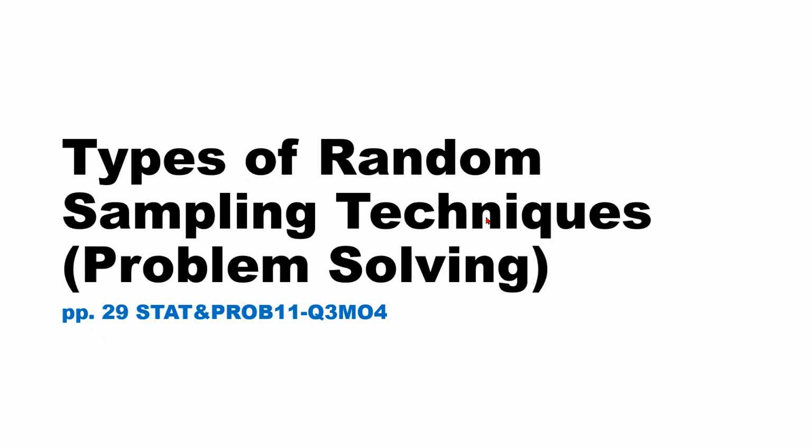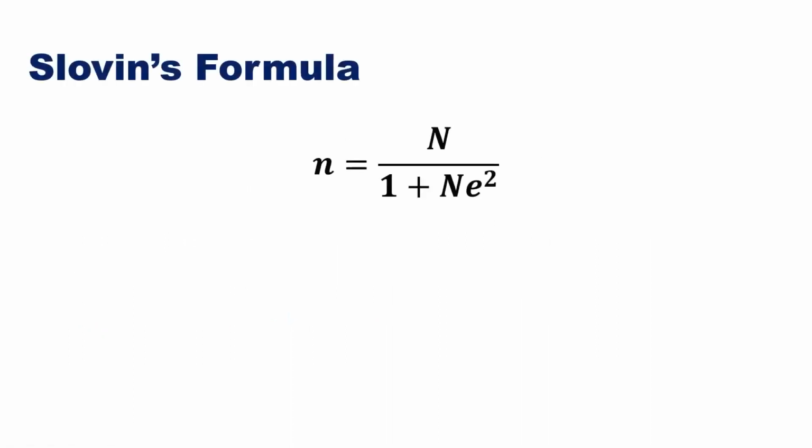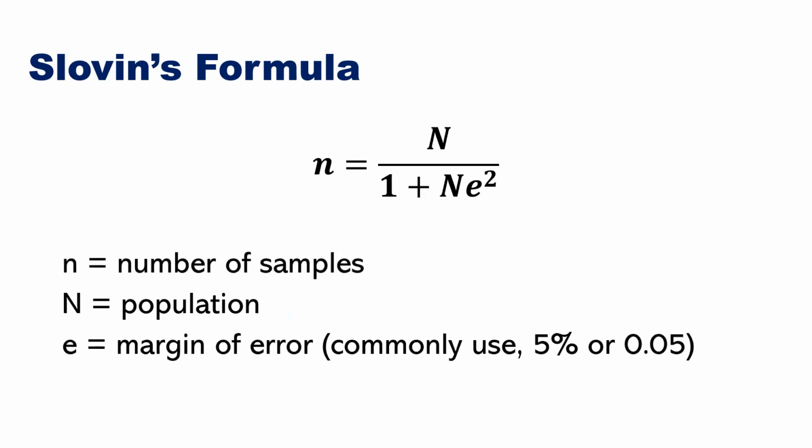Okay, for the first example, before that, let's recall Slovin's formula. The Slovin formula has an equation of n is equal to capital N over 1 plus capital N multiplied by e squared. The small letter n determines the number of samples. The capital N is the number of population. And e is the margin of error. Commonly used, we use 5% or 0.05.